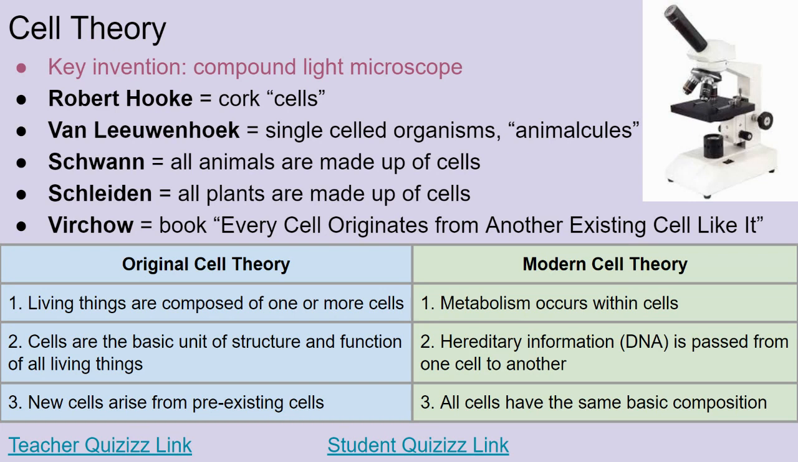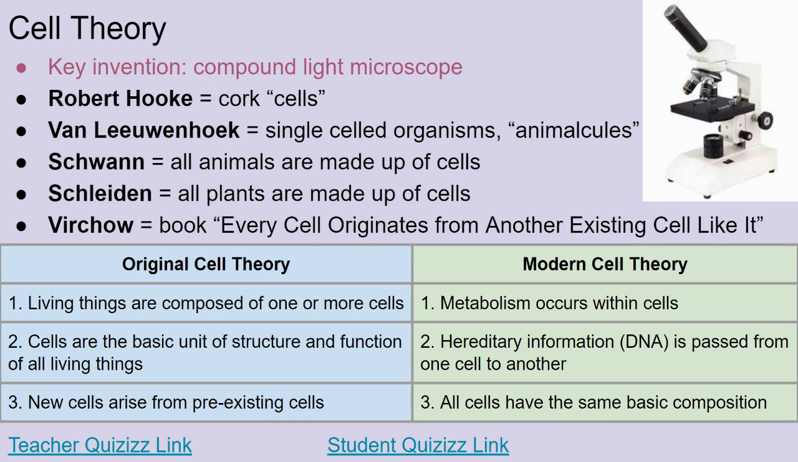So the work of those five guys who were using the compound light microscope ended up leading to the original cell theory, which has three parts. The original cell theory says that living things are composed of one or more cells, and that kind of came from the work of Hooke and van Leeuwenhoek. The next part says that cells are the basic unit of structure and function of all living things, which is kind of an add-on with Schleiden and Schwann's work. And finally, the third part, new cells arise from pre-existing cells. That came from the ideas in Virchow's book.